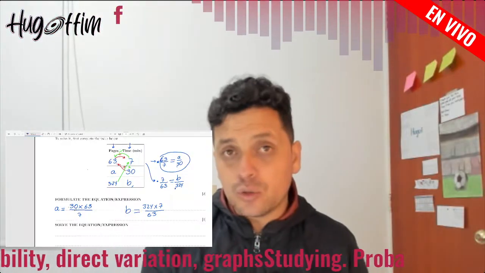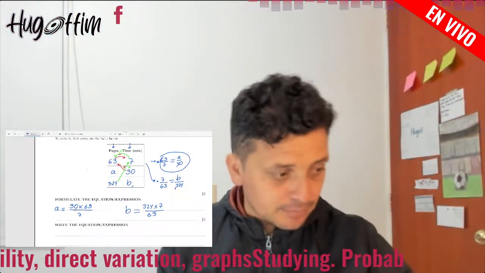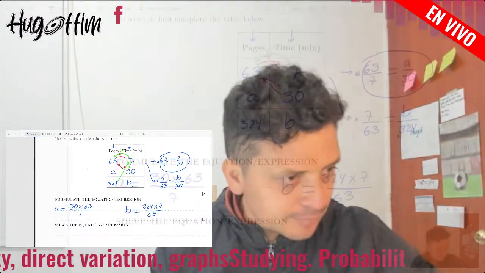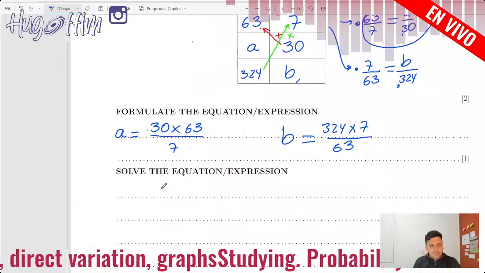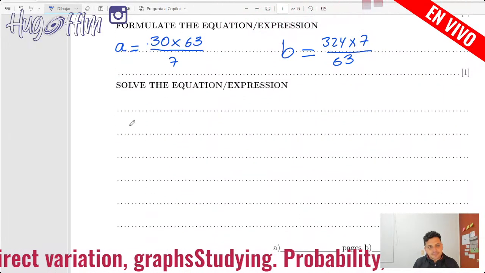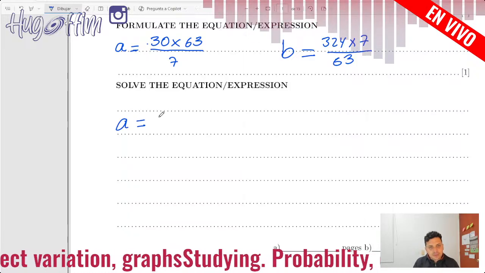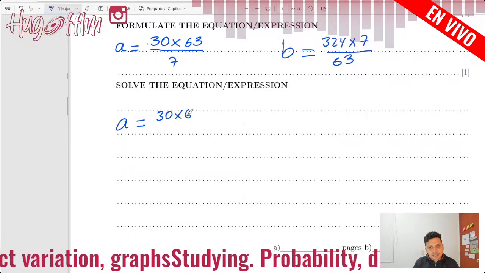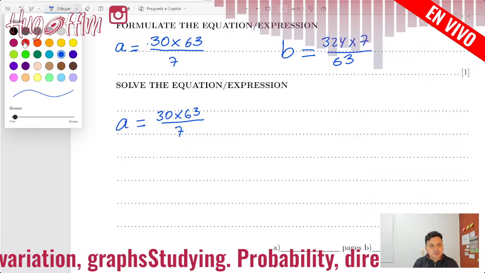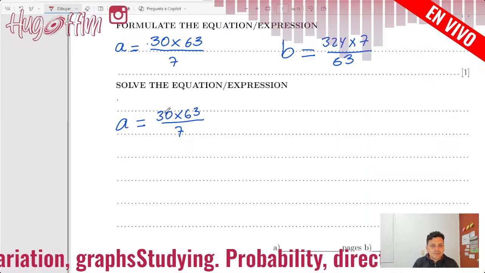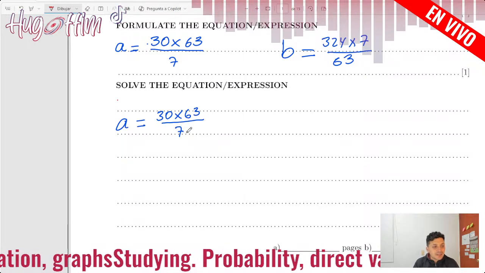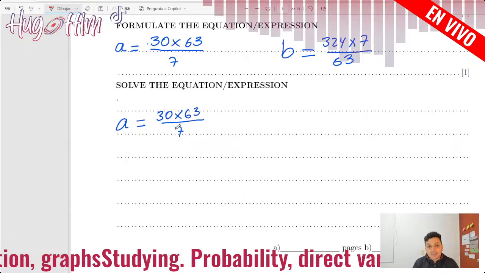So let's see how to do it by simplifying by common factors. We're going to put A equals 30 times 63 divided by 7, and I'm going to simplify by common factors. Observe that there's no common factor between 30 and 7, but there is a common factor between 63 and 7, because both are divisible by 7.